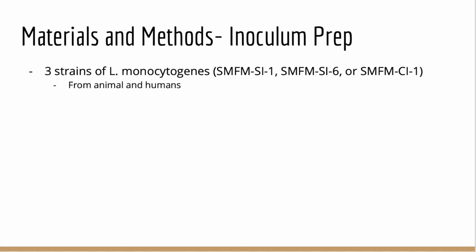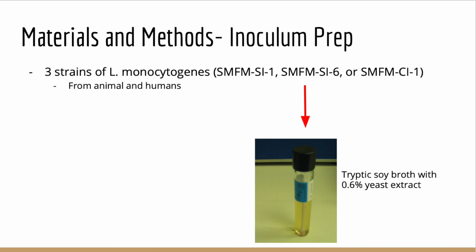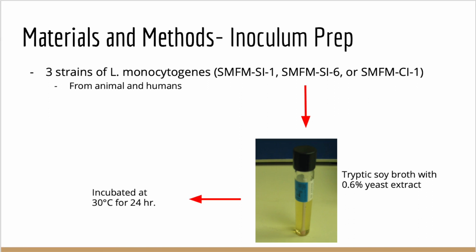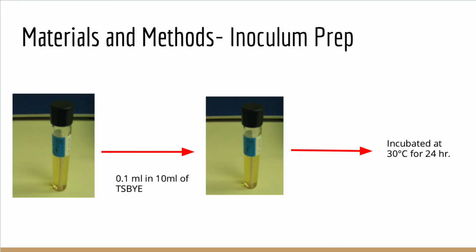which is where 3 strains of Listeria monocytogenes, the 3 are listed there, were obtained from animal and human subjects. All 3 of these strains were inoculated into tryptic soy broth with 0.6% yeast extract. These 3 tubes were incubated at 30 degrees Celsius for 24 hours. After the 24 hours were up, 0.1 milliliters of the TSB were inoculated into 10 more milliliters of the TSB with yeast extract, and these were again incubated at 30 degrees Celsius for 24 hours.